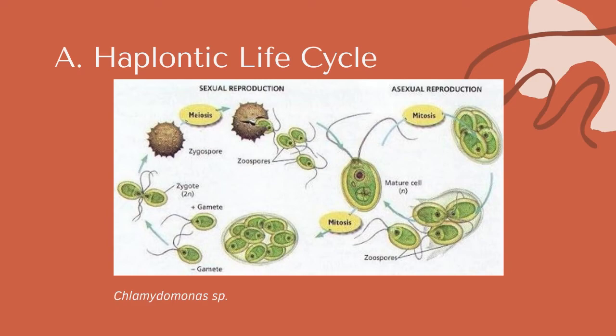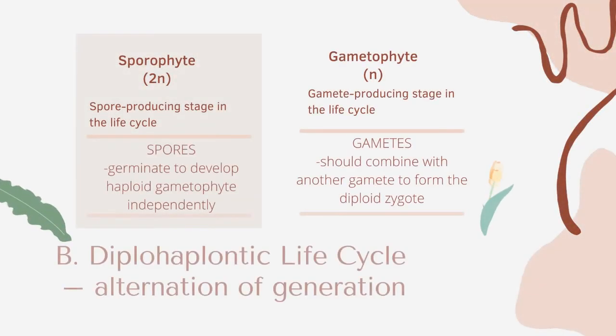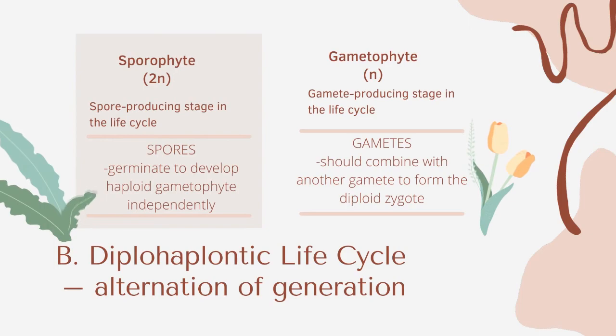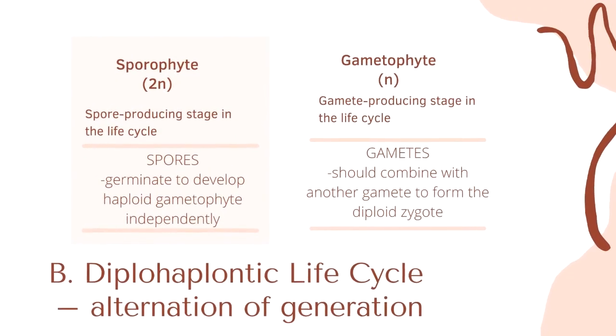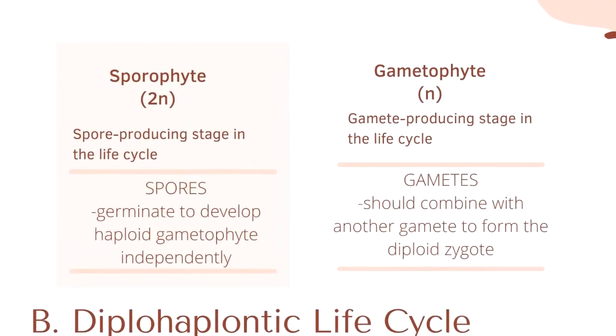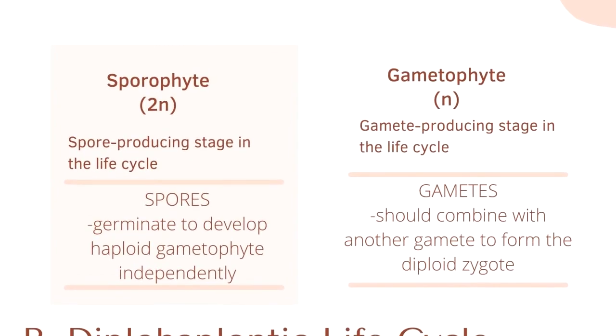For the second type of life cycle, according to the dominant stage, we have your Diplo Haplontic life cycle. From the name itself, Diplo Haplo, there is an alternation of generation or equal dominance between the Diplontic stage and the Haplontic stage. In this Diplohaplontic life cycle, we will encounter terms such as your sporophyte or the diplontic stage and gametophyte or the haplontic stage.